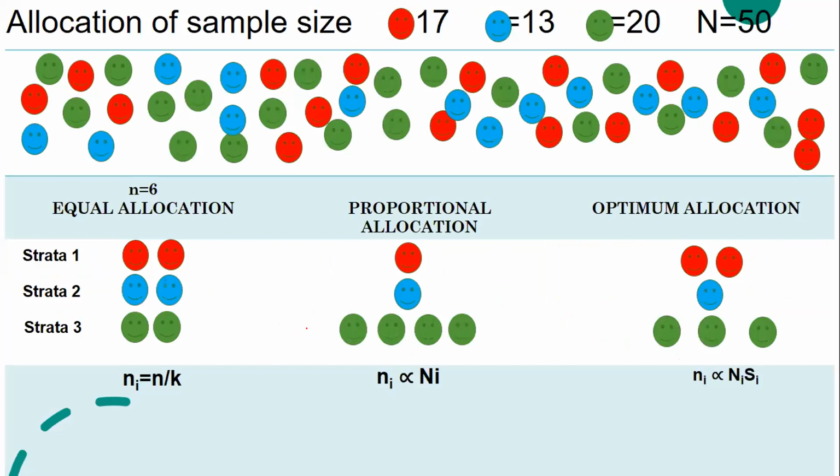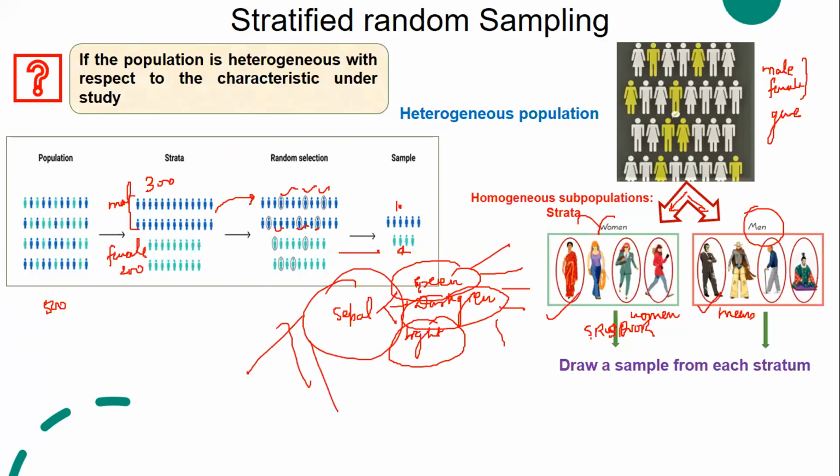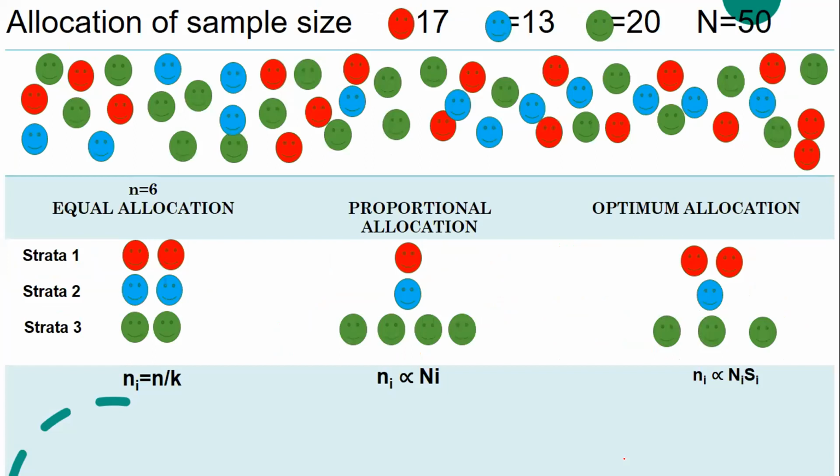Now there is one more thing, the allocation of the samples. How much sample will we select from each stratum? That is called allocation of the sample size. Suppose we have here red color 17, blue color 13, and green color 20, and the total population size is 50. So basically there are 3 types of allocation of the samples. The first one is equal allocation, the second one is proportional, and the third one is optimum.